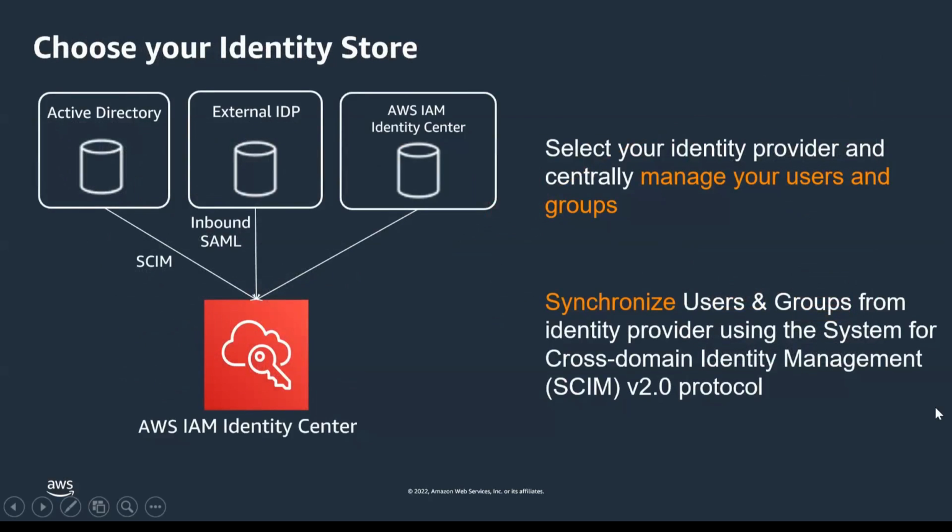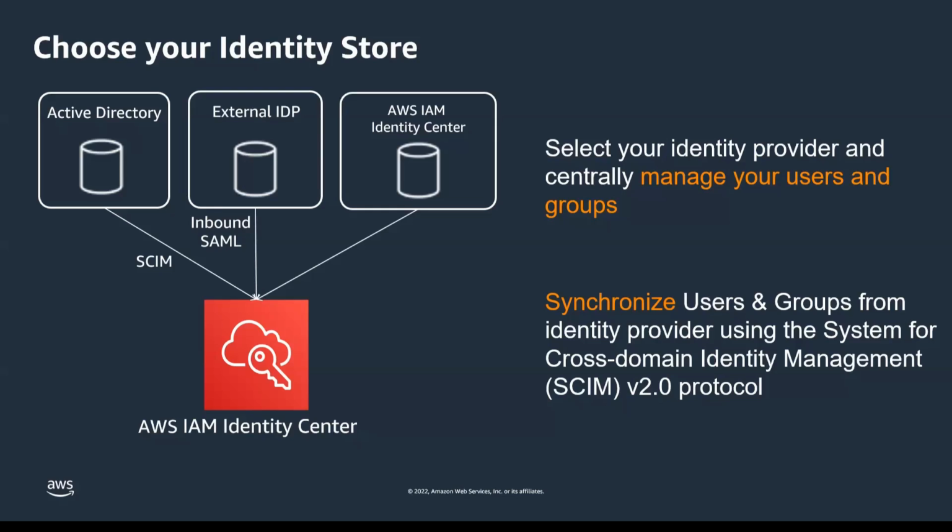With IAM Identity Center, you can choose one of these identity stores: Active Directory, external identity providers, or AWS IAM Identity Center itself as a source. Let's quickly discuss each of these topics. First, using Active Directory, AWS IAM Identity Center lets you pick between Windows Active Directory, Azure Active Directory, or other SAML 2.0 identity providers as your source for identities for sign-in.